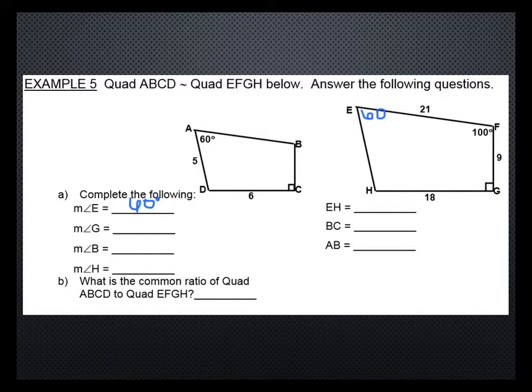This one's 60. We know that G and C are both 90, so if the measure of angle G is 90, the measure of angle C is 90 degrees. The measure of angle B corresponds to the measure of angle F, so it is 100 degrees.